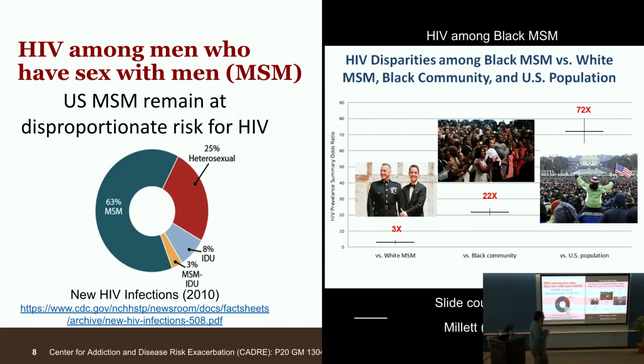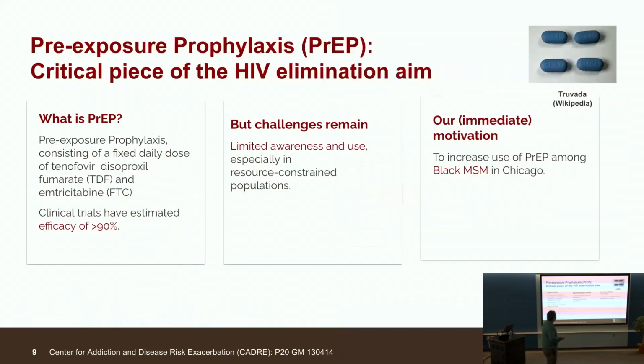And even amongst the MSM, or men who have sex with men community, the rates of new infection are highly concentrated amongst Black MSM, who experience about 72 times the HIV infection rate in the general U.S. population, and even amongst white MSM, which is a high incidence community, they experience about 3 times as many infections.